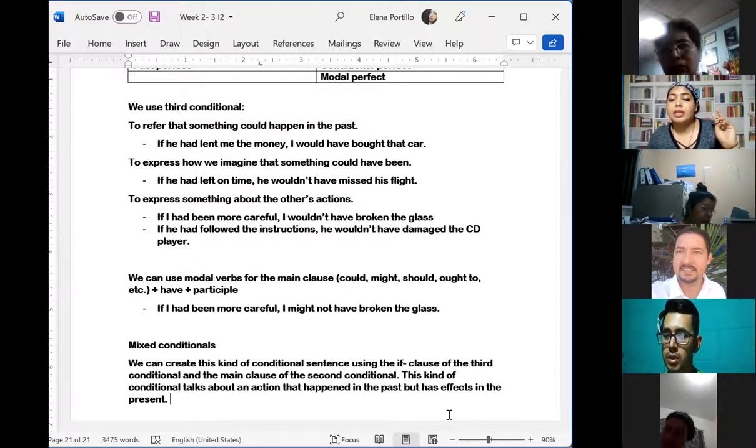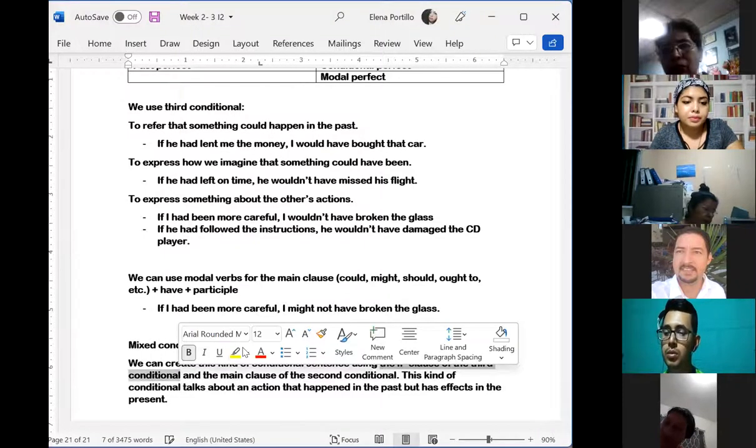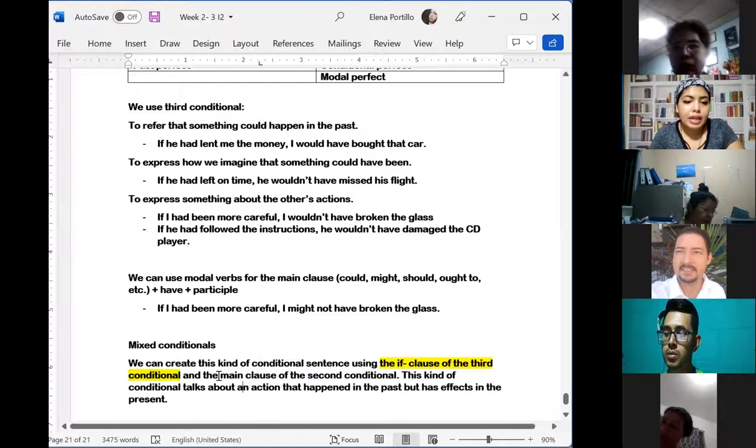That's the structure. And we have here, we are going to mark this, the if clause of the third conditional, this one, and the main clause of the second conditional.